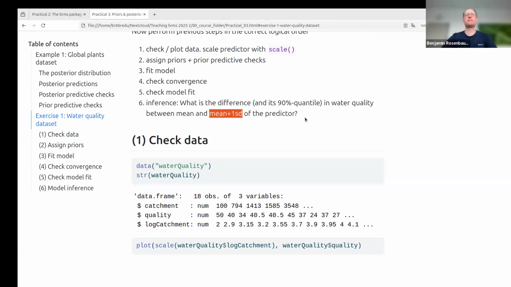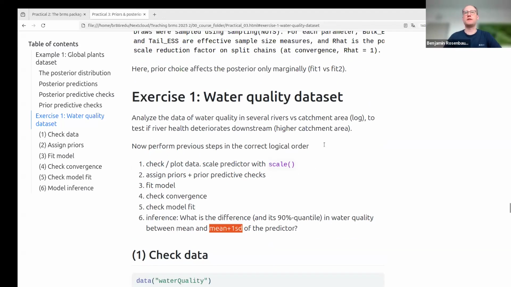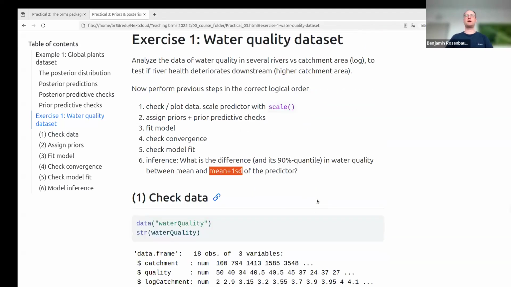Yeah, I think you can mostly copy and paste parts of the other script, but put it in the correct order. And these are the actual steps of an analysis you would do to answer these questions about river health and catchment area.